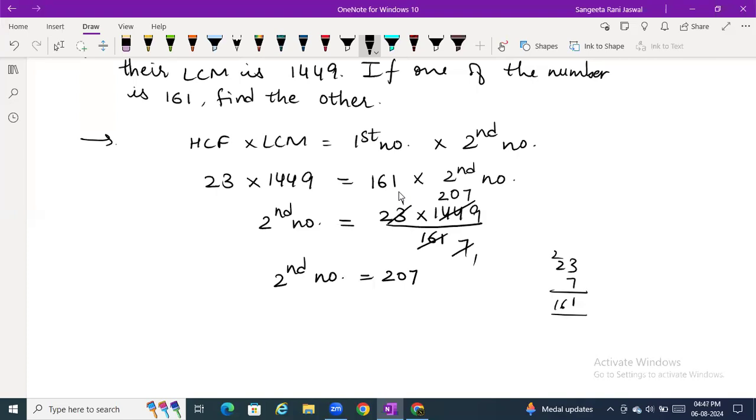Right? Ma'am, you can write, therefore, the other number. The concluding statement we should write, no? Because it's a statement question. So the other number is equal to 207.